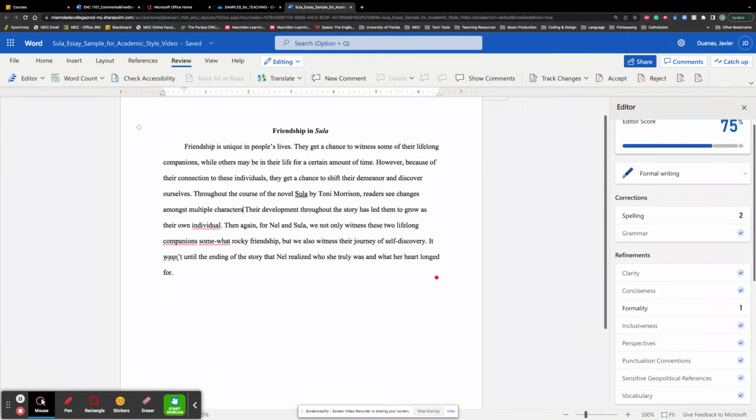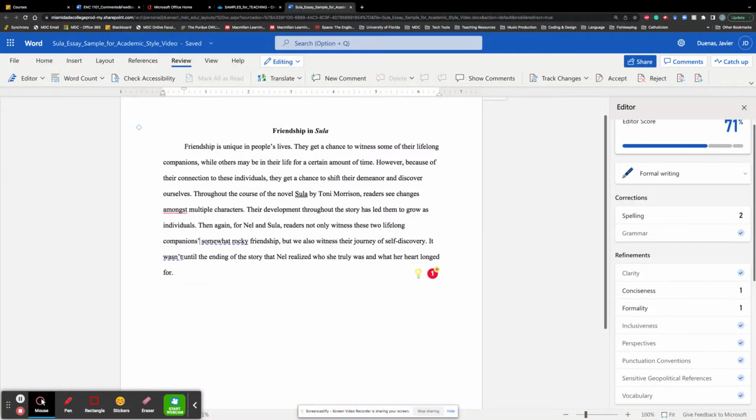There needs to be a period here. Their development throughout the story has led them to grow as their own individuals and led them to grow as they're going to be their own. We don't need to say the individuals. Then again, for Nell and Sula, readers not only witness these two lifelong companions' somewhat rocky friendship. Notice I'm using Grammarly. It tells me to fix it to somewhat rocky friendship. And this has to be possessive. Companions' somewhat rocky friendship. You'll notice Grammarly kicks in for me, right?